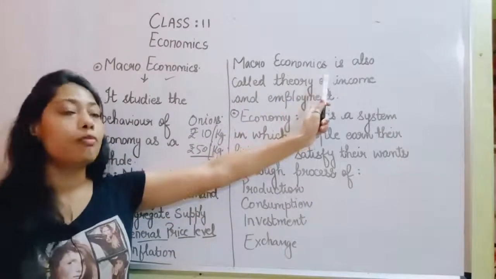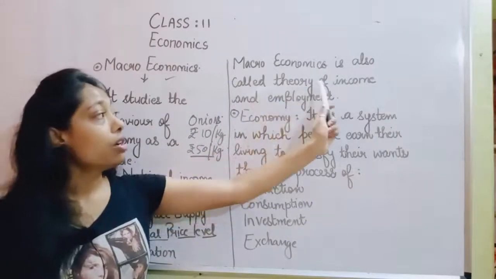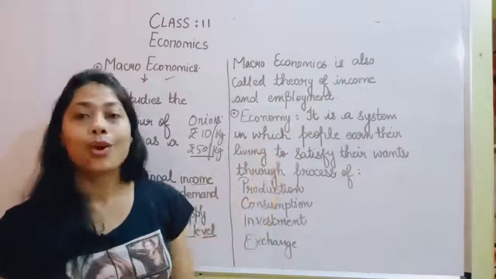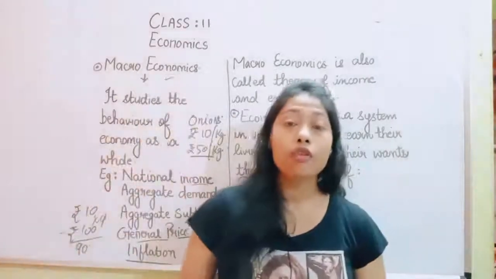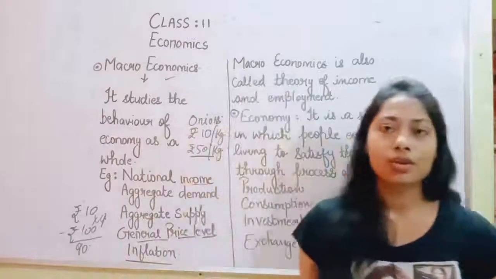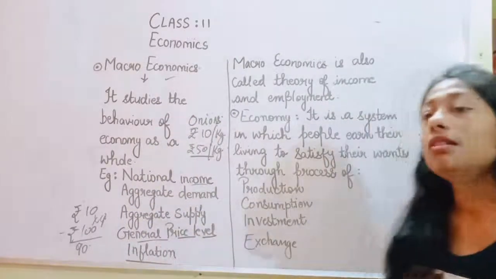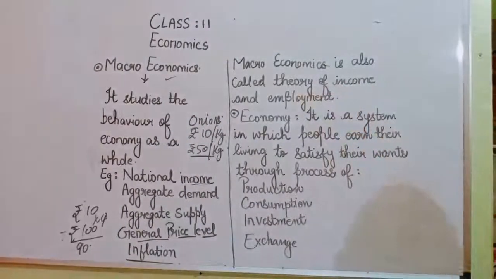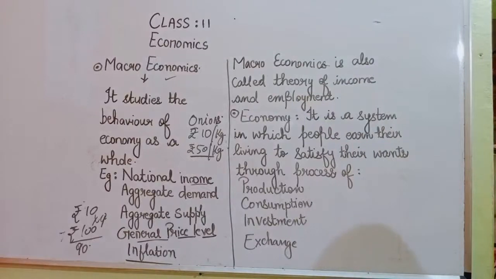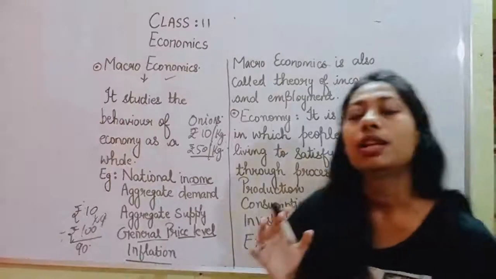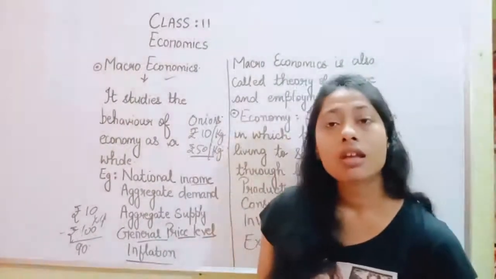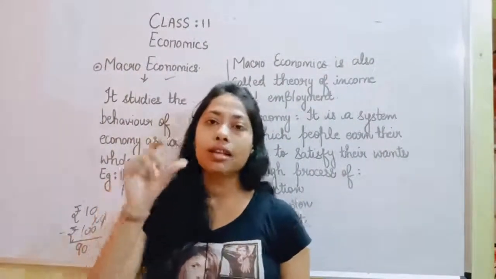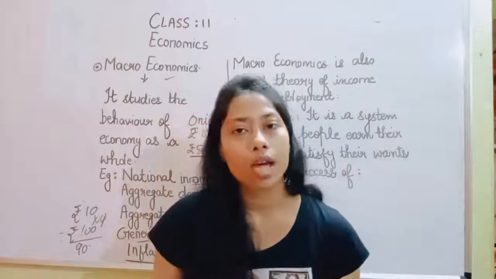The other name of macroeconomics is the theory of income and employment. The other name of microeconomics was price theory. In the same way, the other name of macroeconomics is your theory of income and employment. This is a very short explanation of macroeconomics. It is just for you to understand the basic term, what is macroeconomics.